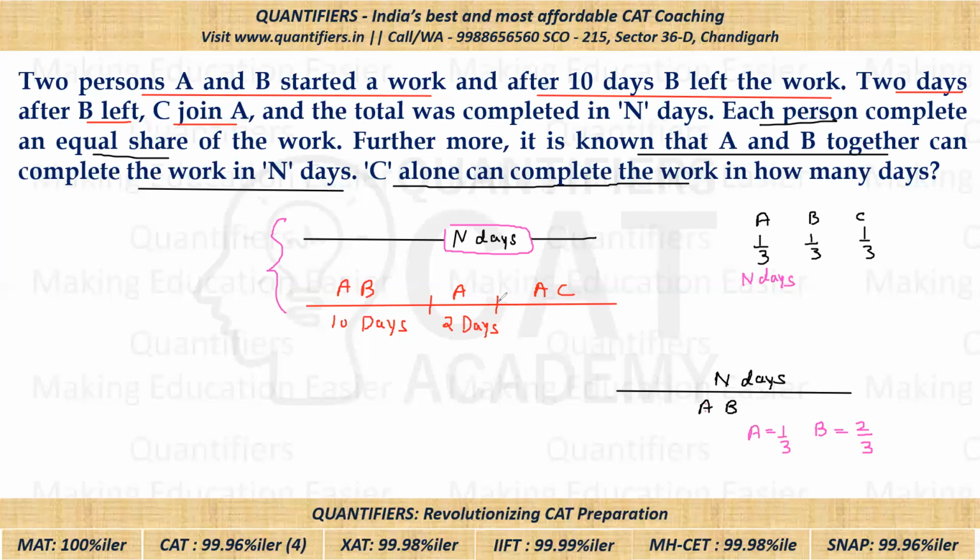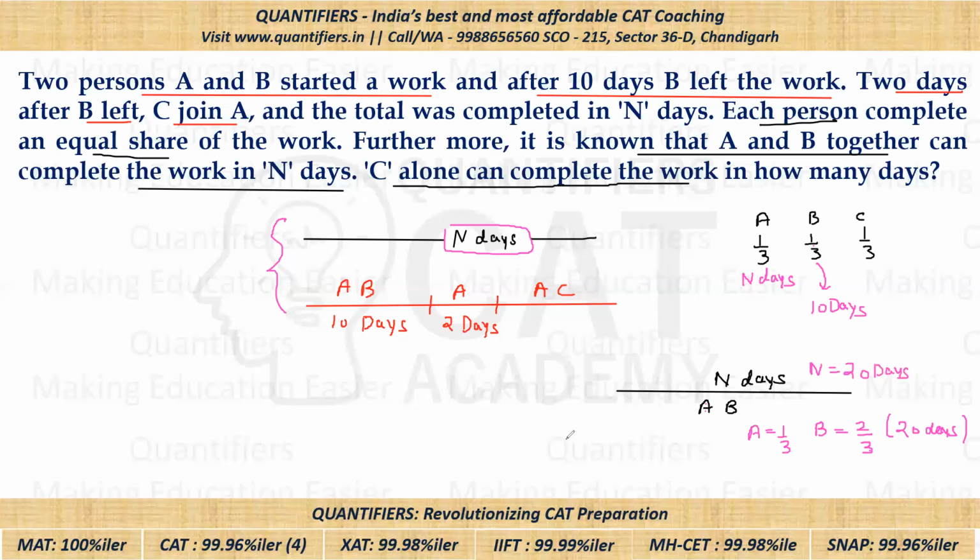Now students, look at this first case. We know that in the first case, B has worked only for 10 days. So the 1/3 of the work that B did was done in 10 days. And in the second case, B is doing 2/3 of the work. So if B can do 1/3 of the work in 10 days, he must have done 2/3 of the work in 20 days. So what will be the value of N? That means N has to be equal to 20. Very, very important step. I hope this is clear to everyone.